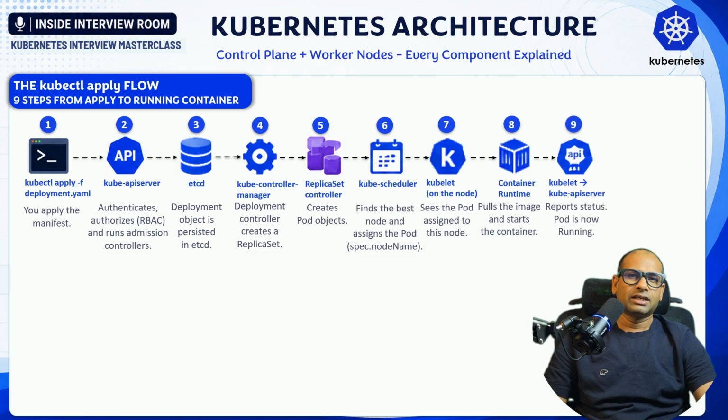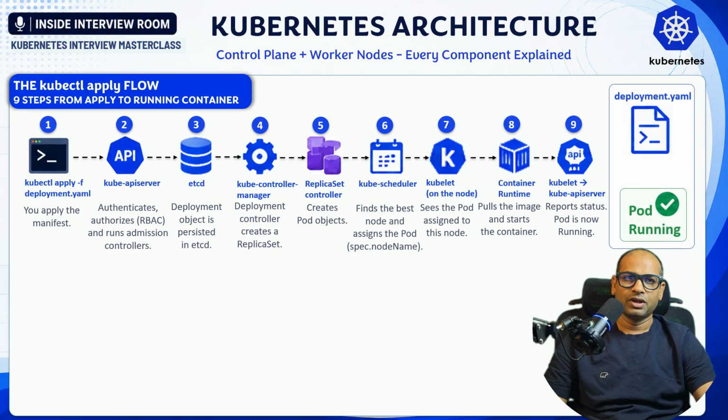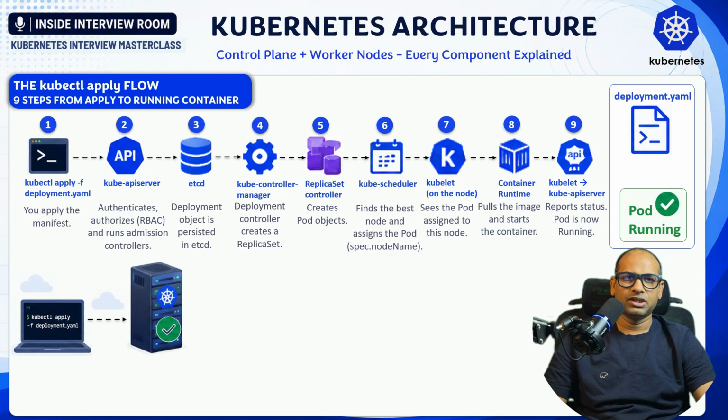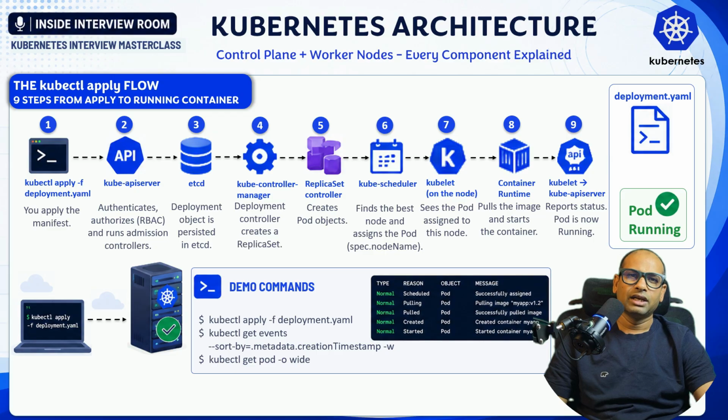Step 9, the kubelet reports status back up to the API server. The container is healthy, the pod is running, and now, only now, your app is live. That's the whole path, and here is what I need you to internalize. Every single action you take in Kubernetes follows this. You declare intent, the API server gets it, etcd records it, a controller reconciles it, and the scheduler places it. The kubelet makes it real. Deployments, jobs, scaling, updates, same skeleton every time.